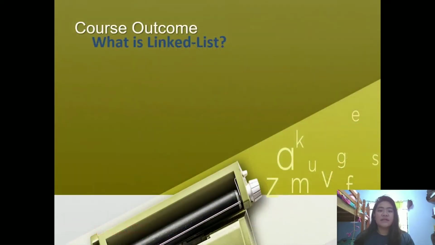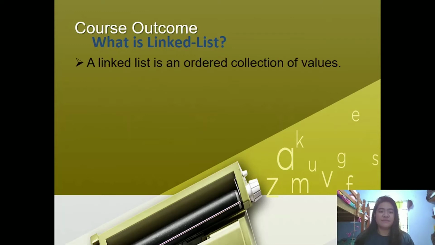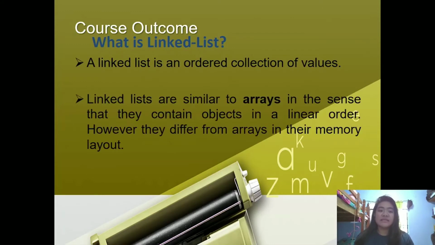So first, let's define what a linked list is. A linked list is an ordered collection of values. Linked lists are similar to arrays in the sense that they contain objects in a linear order. However, they differ from arrays in their memory layout. Also, a linked list is the simplest and most common data structure used in programming. It is basically a chain of nodes in which each node is connected to each other by means of a pointer.